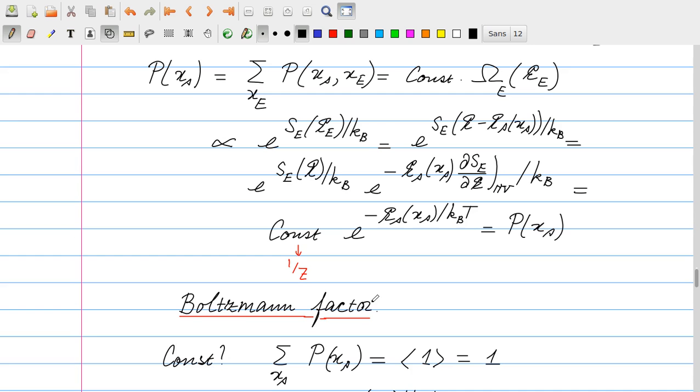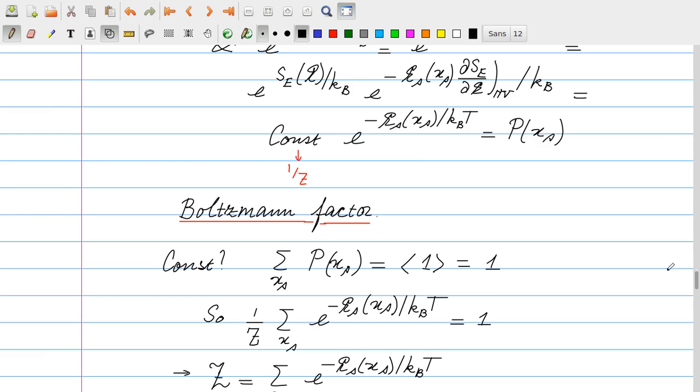It's the Boltzmann factor. Now the constant that occurs in front of this exponent, that's 1 over Z, and we need to adjust 1 over Z in order to normalize this probability distribution. So if we ask what the constant is, we just add all the p's of all the states of the system. So we sum over all the states of the system, and then we calculate these p's, and that should give me the expectation value of 1, which is simply 1.